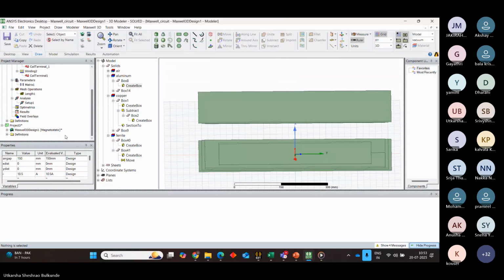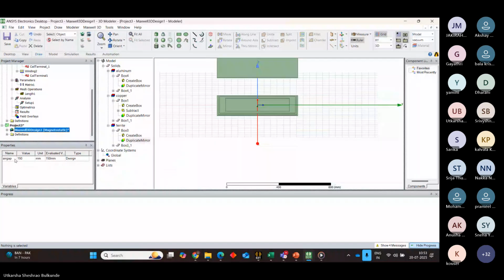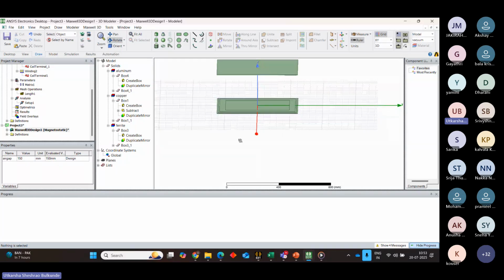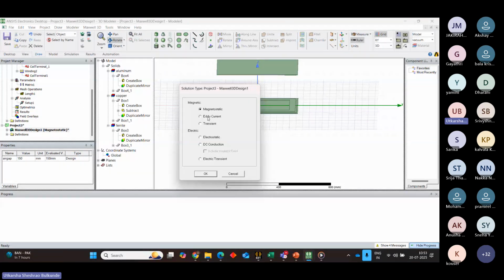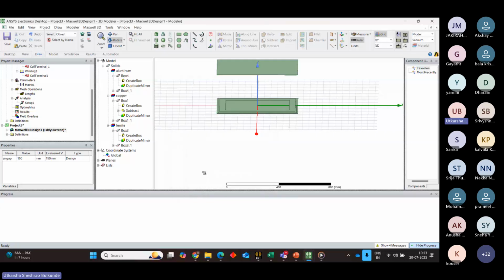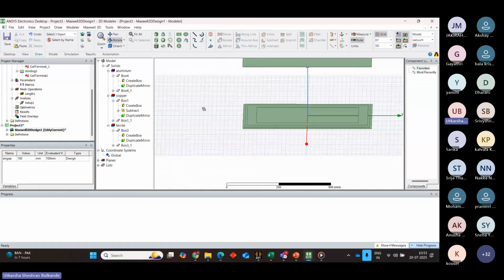So we have kept our air gap as 150 mm, which is the distance between your receiver and transmitter coil. Now let's change the solution type to eddy current because we want to make our coil terminals. For making that, yesterday I told you one trick.